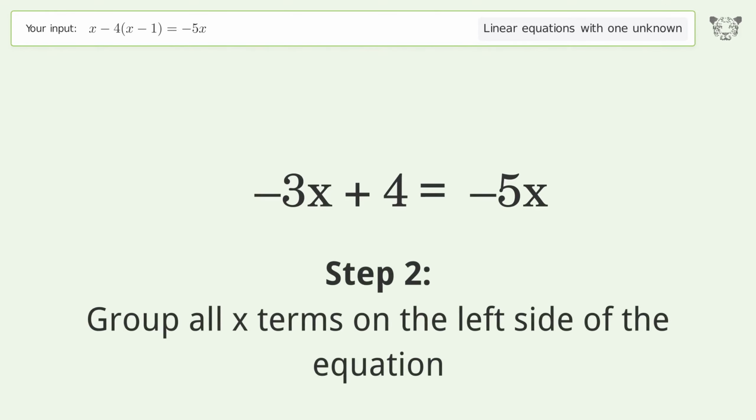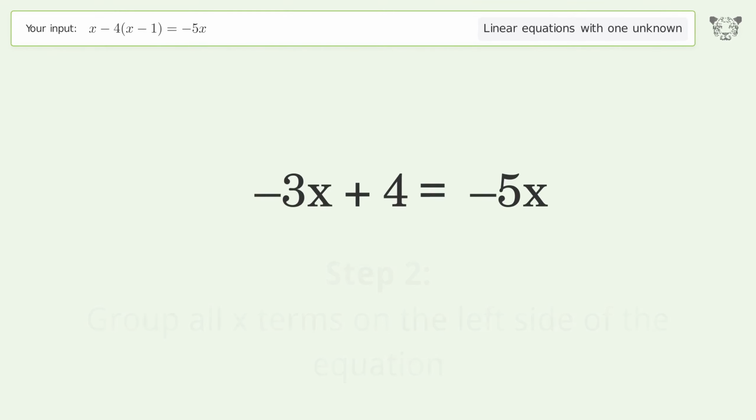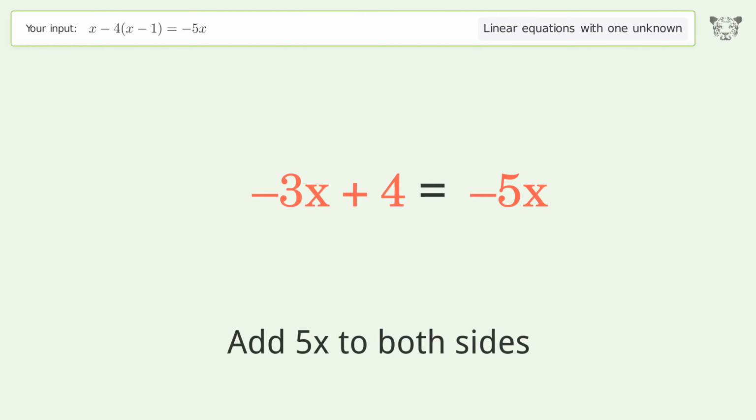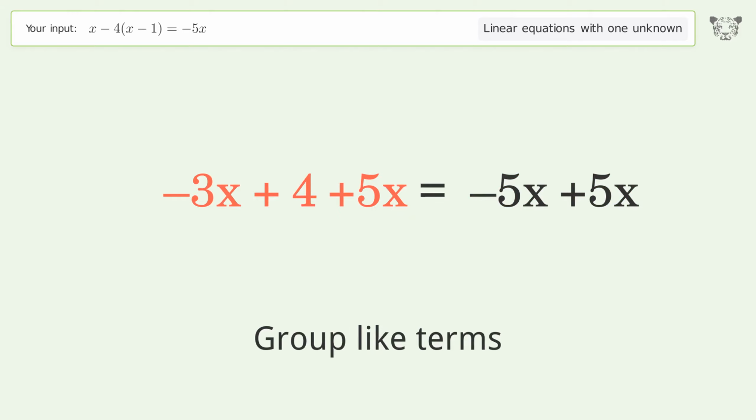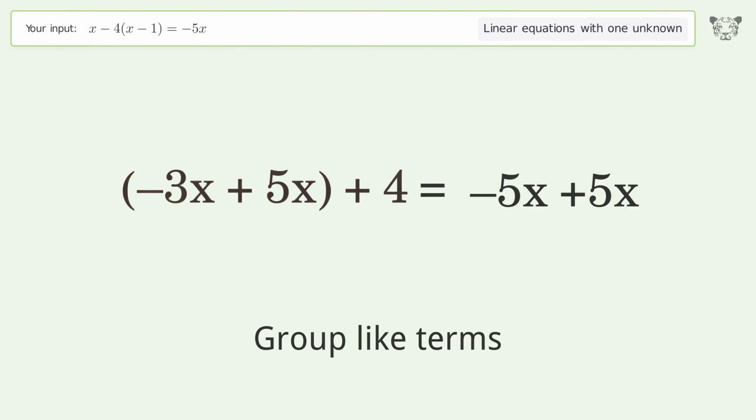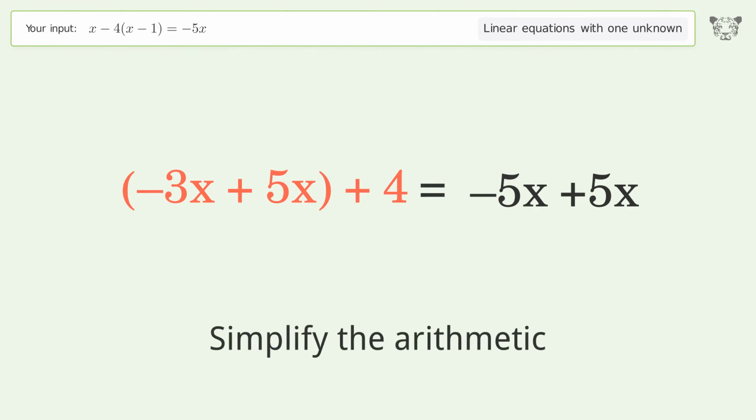Group all x terms on the left side of the equation. Add 5x to both sides. Group like terms. Simplify the arithmetic.